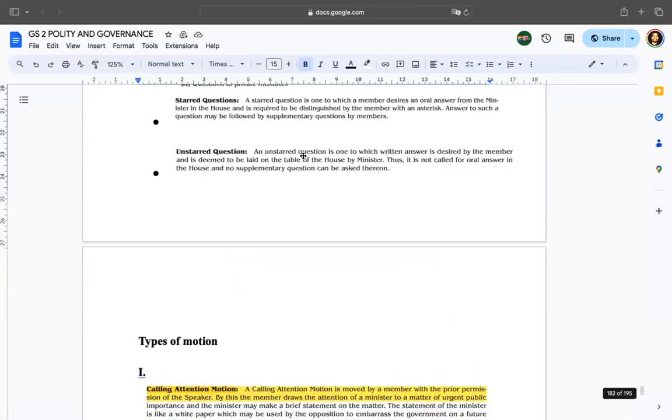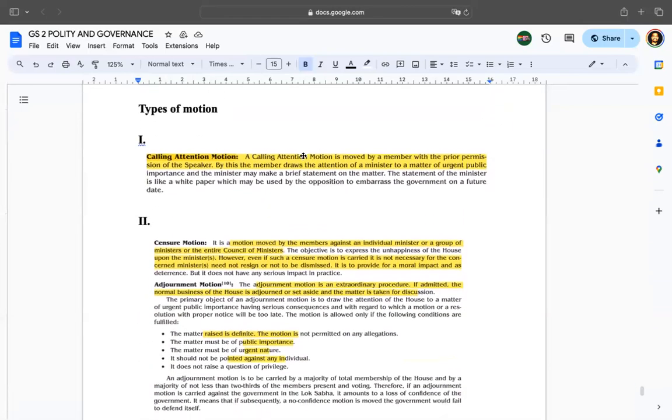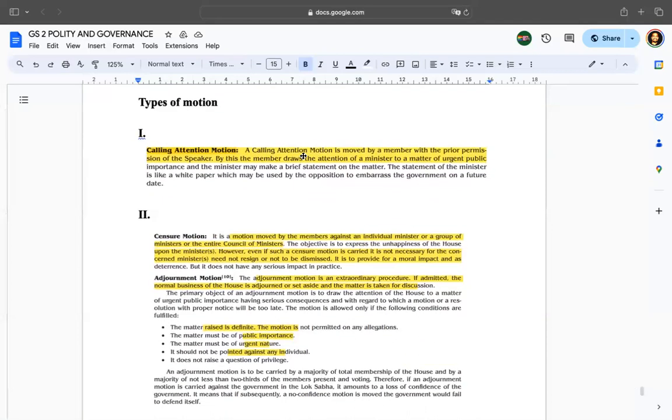Okay, so now we have the motions. So here comes those important matters which are really related to the general public. Because in the question hour and in the 0 hour, you can raise any matter. But in the motions, you have to necessarily raise the matter of general public importance, which are really linked and subscribed to the people.